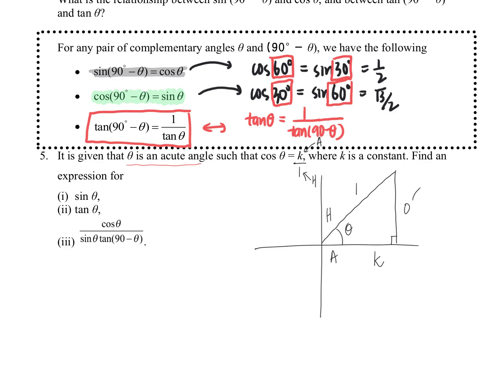So how to find O? We use Pythagoras theorem. So square root of 1 square minus k square. So the simplified form is just like this. So this is your length of O. So to find sine theta, no problem, just do your O over H. Everything is in algebraic form. So tangent is O over A.